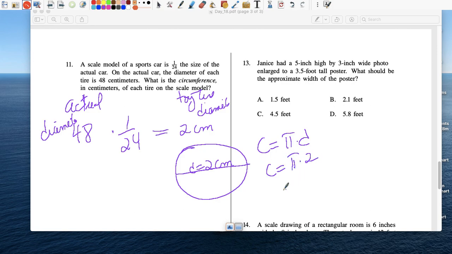the diameter. So we can leave it as 2 pi or multiply, and we get 2 times 6.28 centimeters.